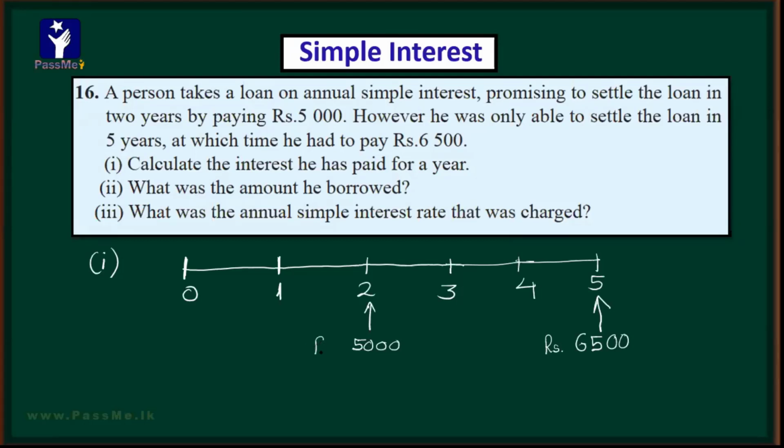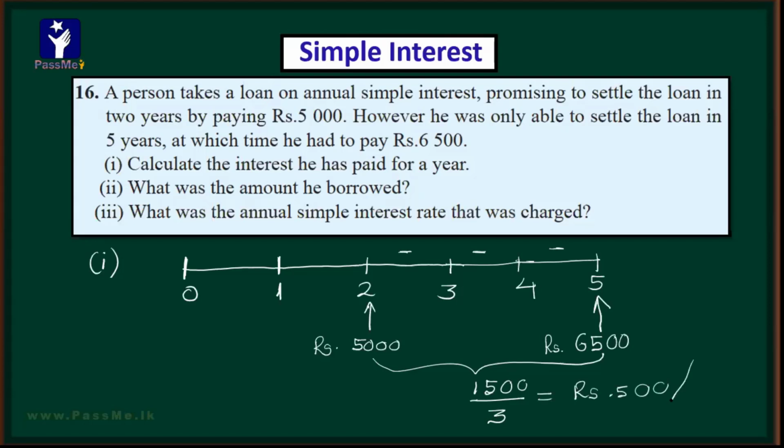Then by using those two values you can calculate the additional amount over these 3 years, the first year, second year and third year. The additional amount is 1,500 for 3 years, with 5,000 and 6,500. Then we just divide by 3 and the final value is 500.